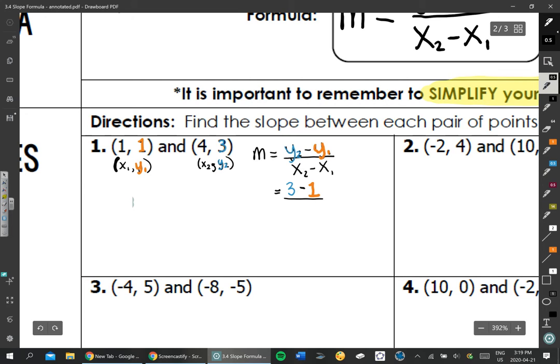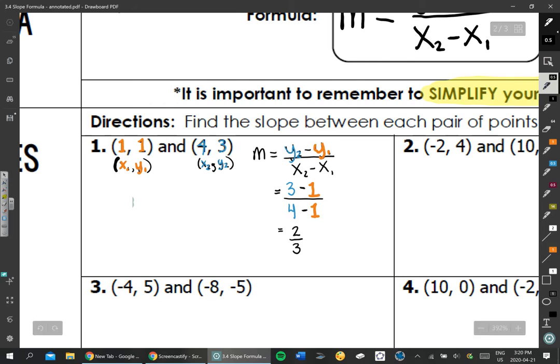For x2, what number are we going to put in? Well, x2 is 4. So we'll put 4, minus x1. x1 is here, x1 is 1 also, so 1 here. So once we're sure that we put the numbers in the correct location, we just calculate it. So that becomes 2 over 3.